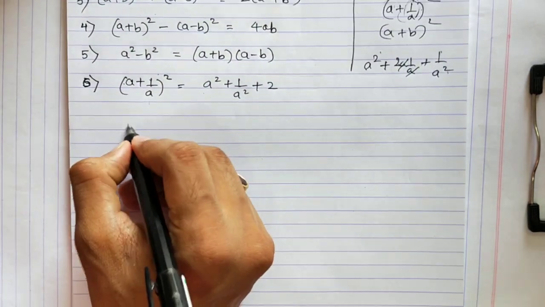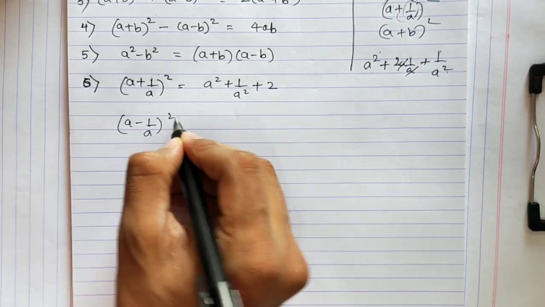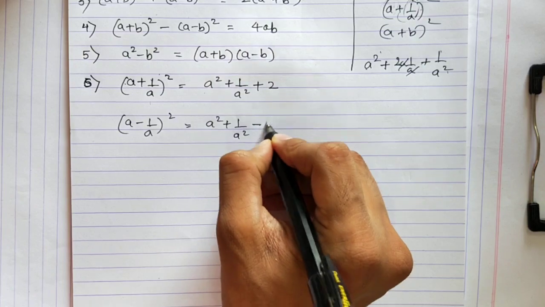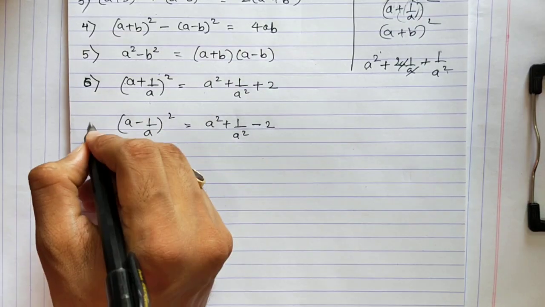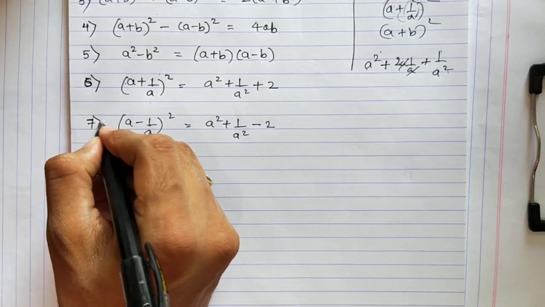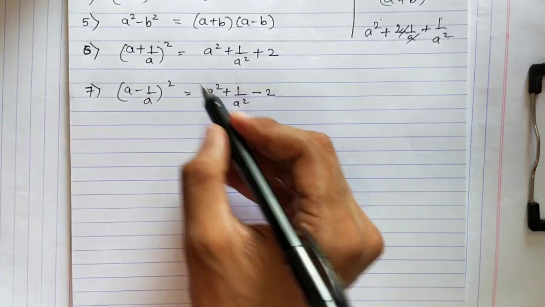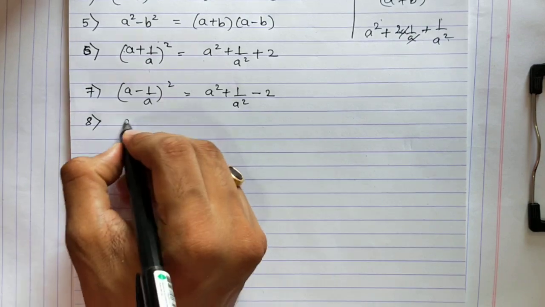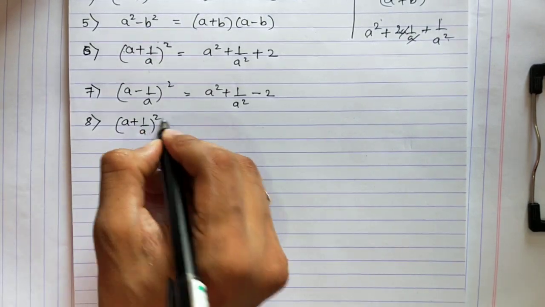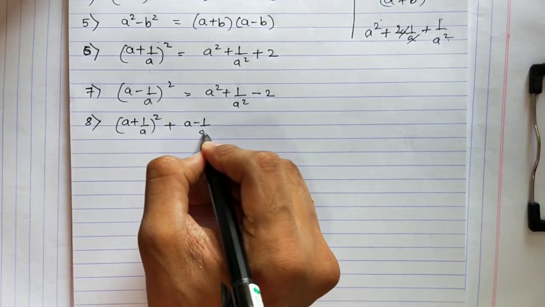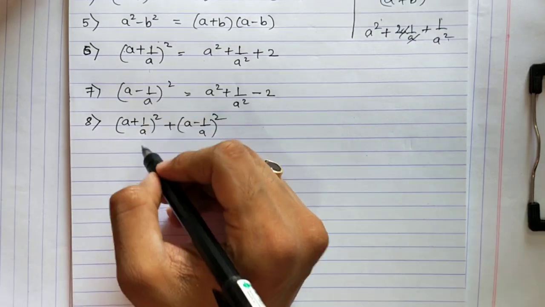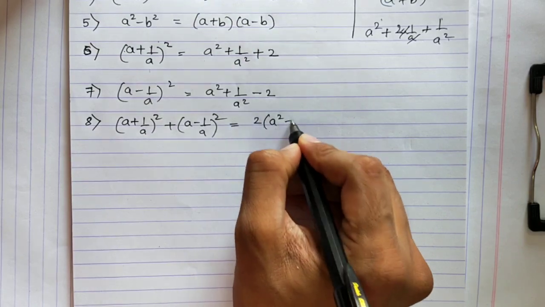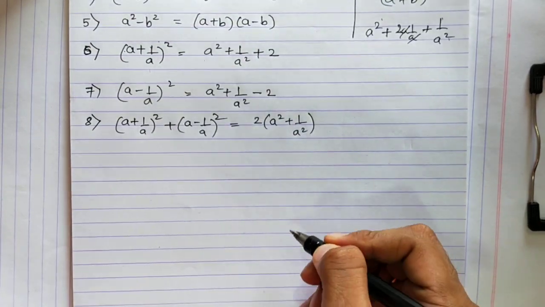Now for negative, that is (a minus 1 upon a) the whole square, we get a square plus 1 upon a square minus 2. Okay, this was the seventh. Again here also, if we add both these formulas, 6 and 7, (a plus 1 upon a) the whole square plus (a minus 1 upon a) the whole square, if I add both these, I get the answer as 2(a square plus 1 upon a square).